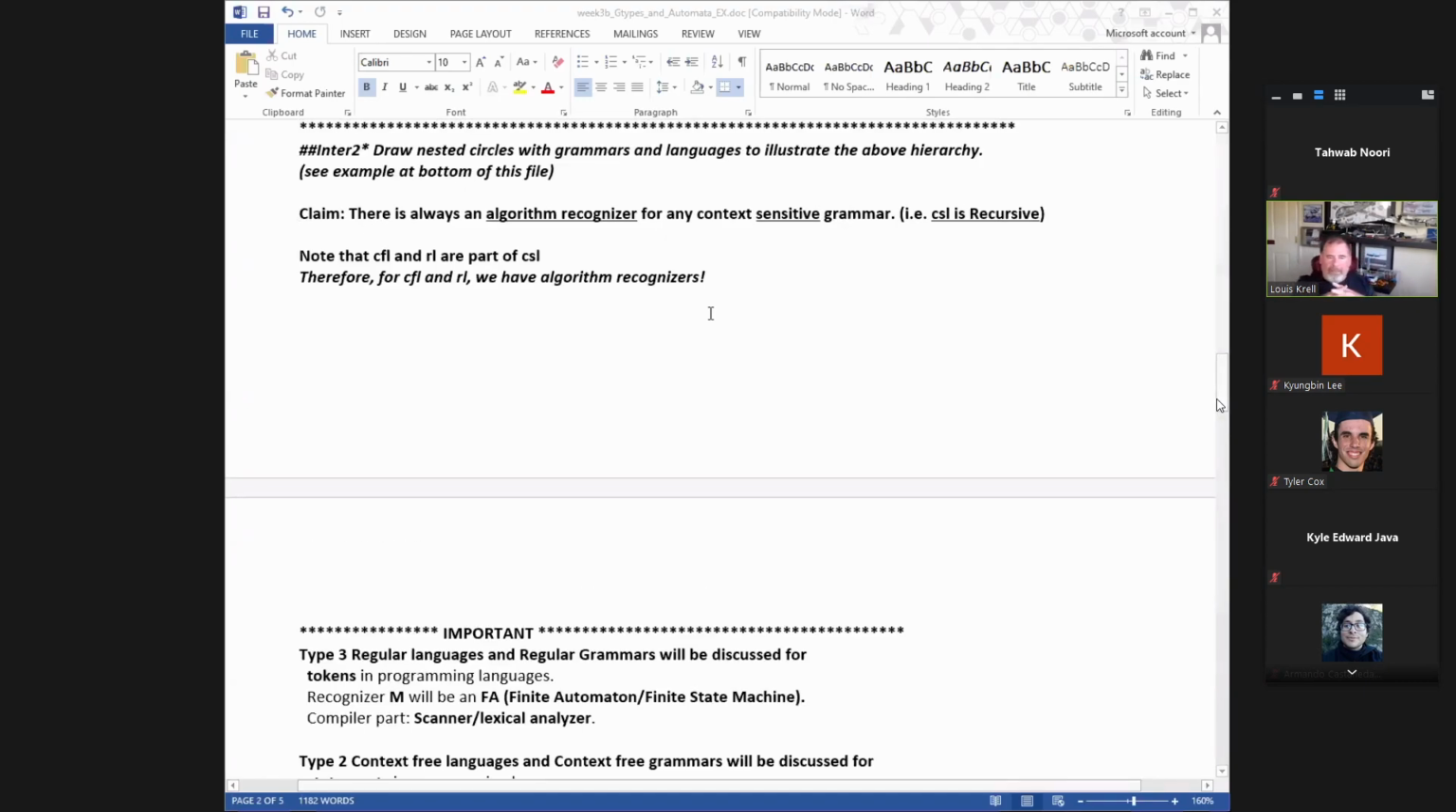So there's always going to be an algorithm recognizer for any context-sensitive grammar. Context-sensitive language is recursive, unlike what we talked about with procedures, which are recursively enumerable and may get stuck. And note, because of that hierarchy, that context-free languages and regular languages are part of context-sensitive languages. So therefore, for context-free languages and regular languages, we're also going to have algorithm recognizers.